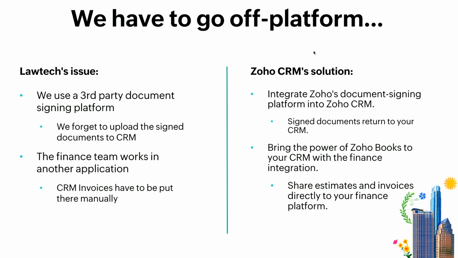So just to recap on these specific issues, we use a third-party document signing platform. We forget to upload those back into the CRM. The finance team works in another application, and the CRM invoices have to be put there manually. So CRM's solution to this is a couple of integrations. One with Zoho Sign, that's our document signing platform, and the other is with the Zoho Finance integration to bring Zoho Books into the mix.